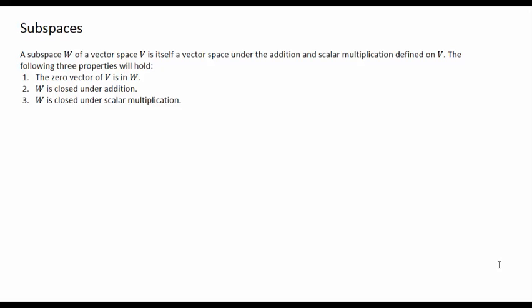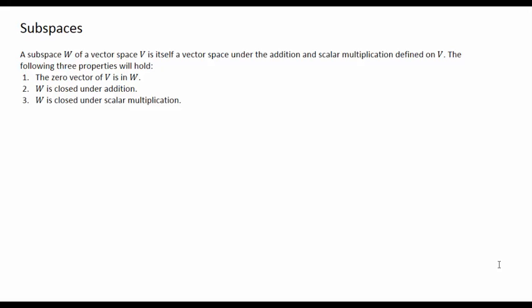The next thing I'll talk about are subspaces. A subspace of a vector space is basically a subset, so it's a smaller set that's still itself a vector space under addition and scalar multiplication. However, subspaces are a little bit easier to show.